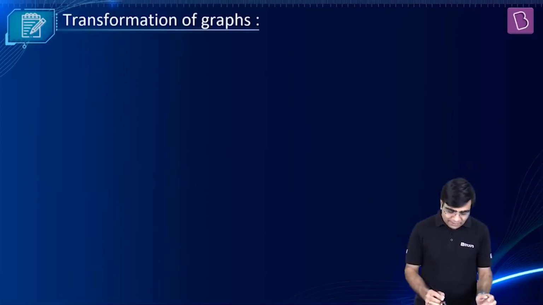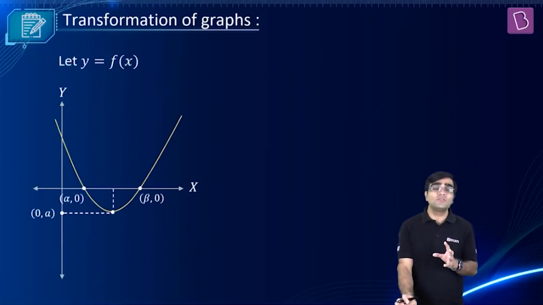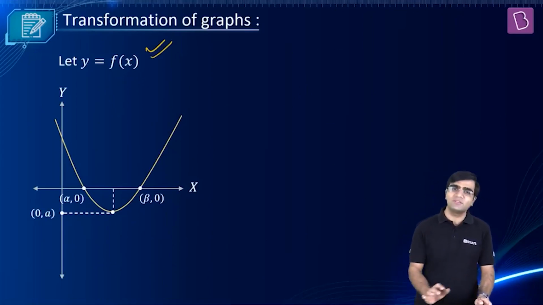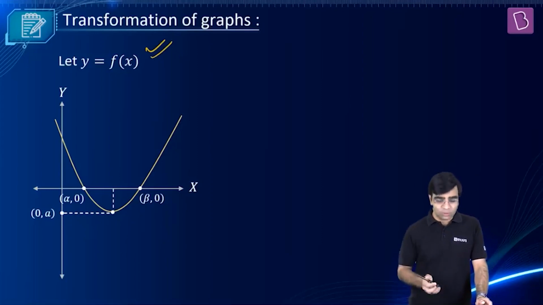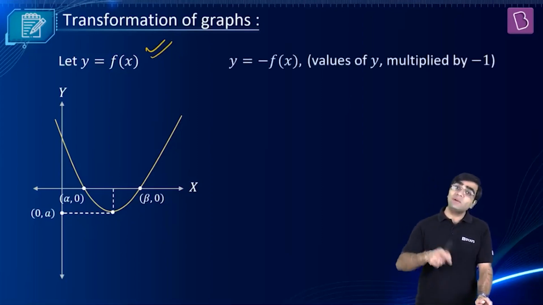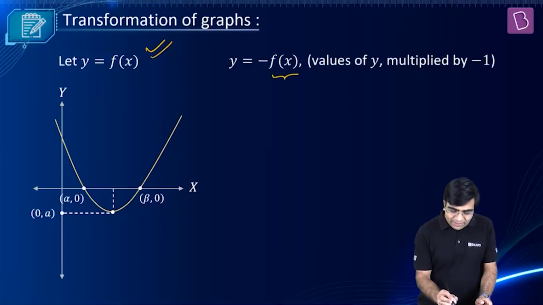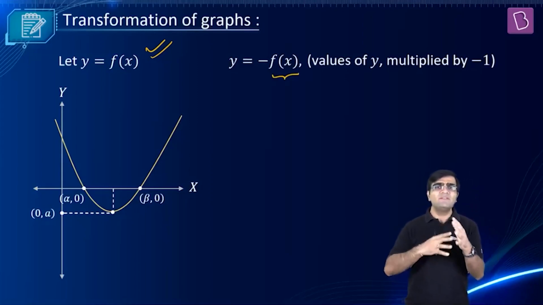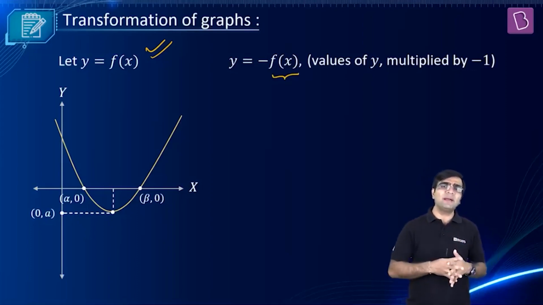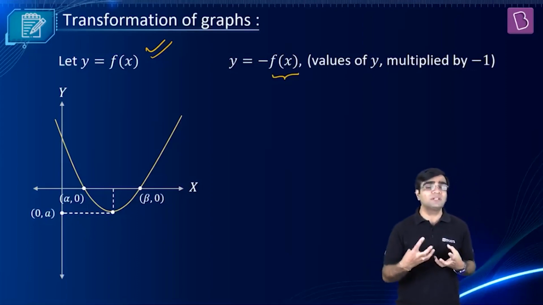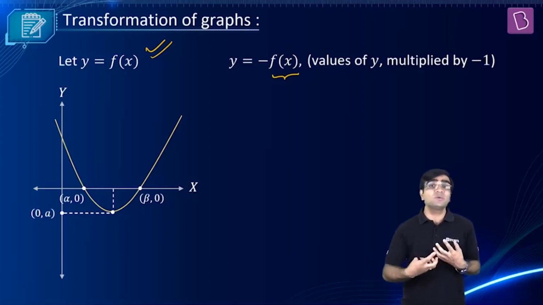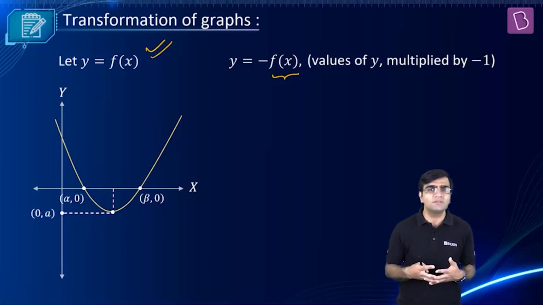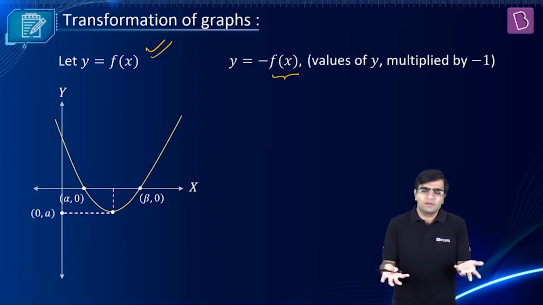Okay, perfect. Now, let's say I want to go for y equal to minus f(x). The new transformation. So let's say y equal to f(x) is given to me in this format. The second transformation I'm talking about is for y equal to minus f(x). Outside the f(x), I've just multiplied a minus 1. Every value of f(x) has been multiplied by minus 1. So the values which were earlier positive now become negative. The values which were earlier negative, after being multiplied by minus 1, become positive. And the value which was 0 remains 0.